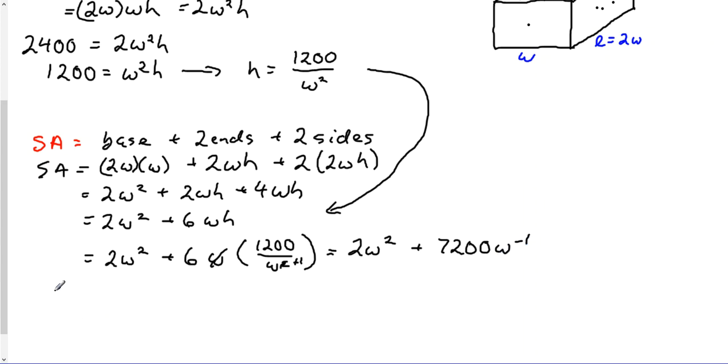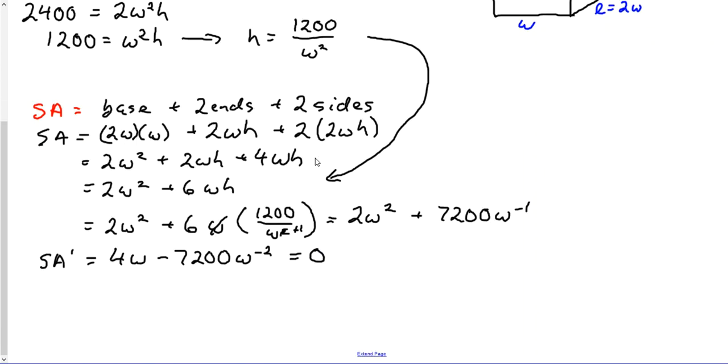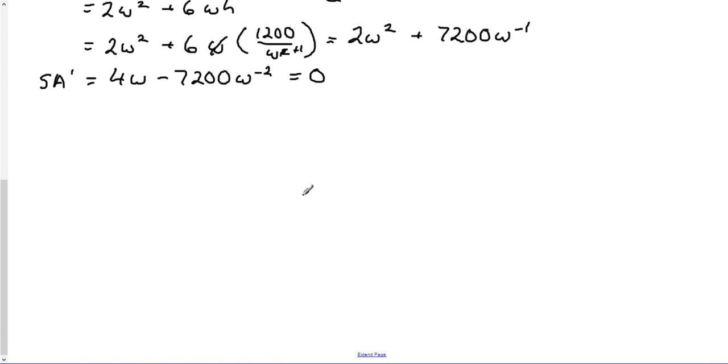Okay, so now let's go ahead and do our optimization here. We are going to take the derivative of that formula. So first term becomes 4w, we bring down the negative 1, we get negative 7200, w to the negative 2. How are we going to find our maximum? We are going to set this equal to 0, and we are going to solve for w.